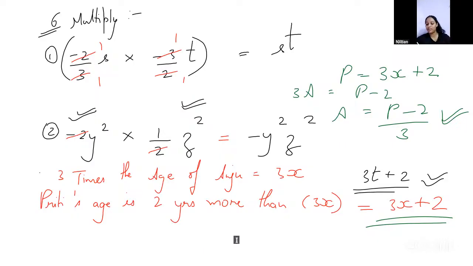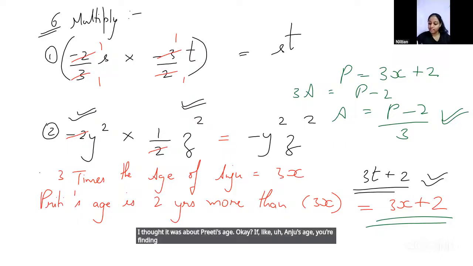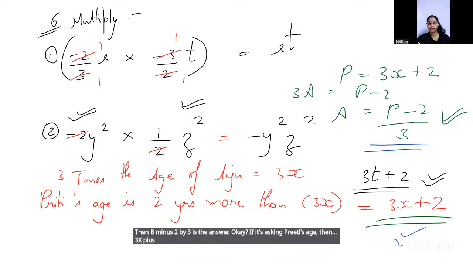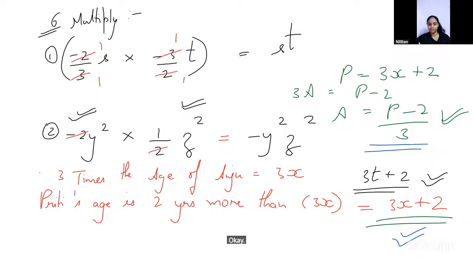I thought it was about Preeti's age. If you are finding out Anju's age, then P minus 2 by 3 is the answer. If it's asking Preeti's age, then 3x plus 2 is the answer. Ma'am, how many marks was this question? 1 mark. Okay. Now, any other doubt from the test?